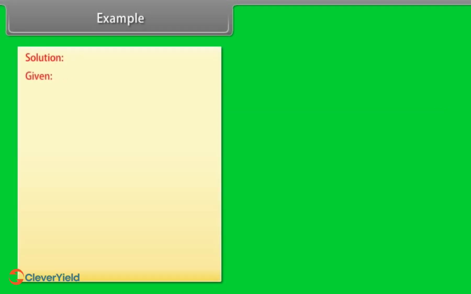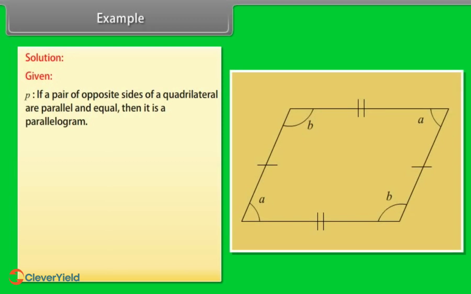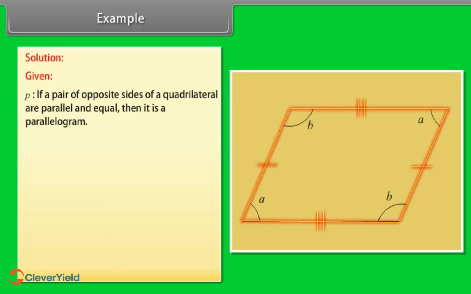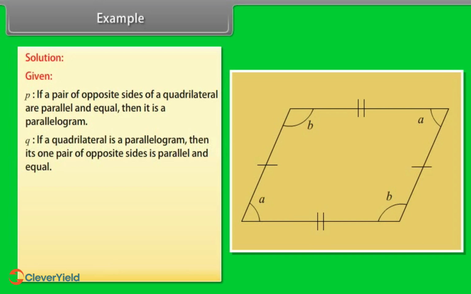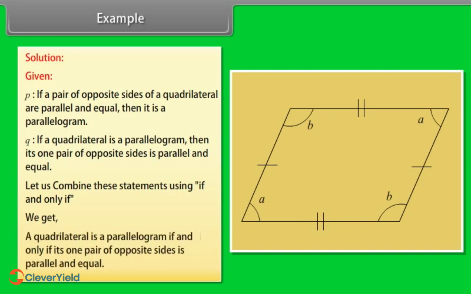Solution. Given. P is a statement that if a pair of opposite sides of a quadrilateral are parallel and equal, then it is a parallelogram. Q is a statement that if a quadrilateral is a parallelogram, then its one pair of opposite sides is parallel and equal. Let us combine these statements using if and only if. We get, a quadrilateral is a parallelogram if and only if its one pair of opposite sides is parallel and equal.